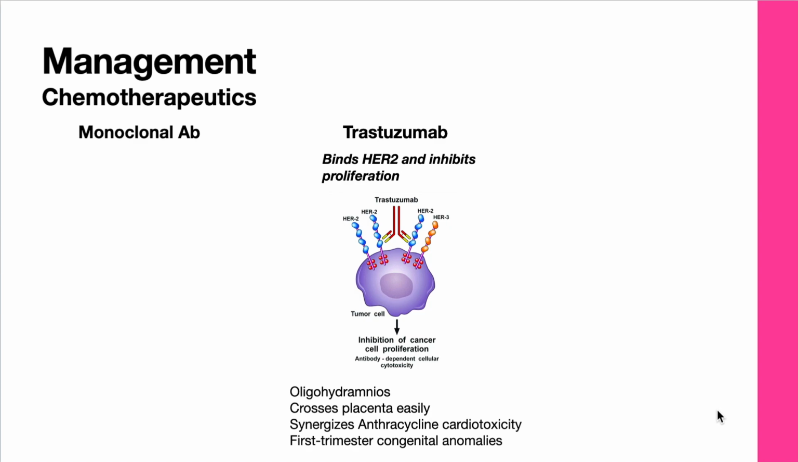That was discovered in patients who were on trastuzumab for studies, subsequently became pregnant, and then were assessed and found to have oligohydramnios. Another small fact is that it synergizes with anthracyclines. So if you have doxorubicin and trastuzumab on board, there's a synergistic effect that can cause cardiotoxicity.